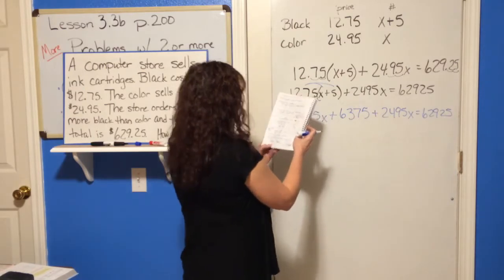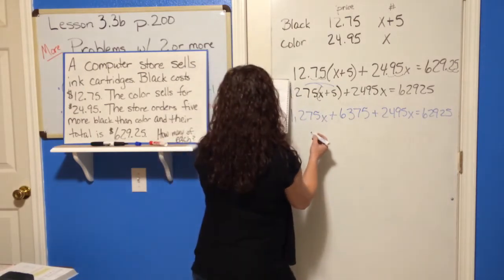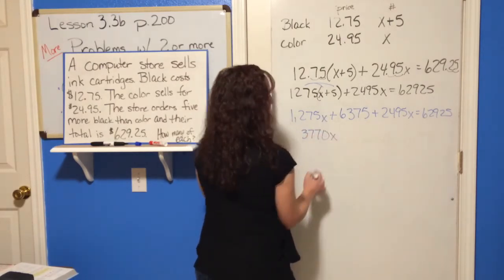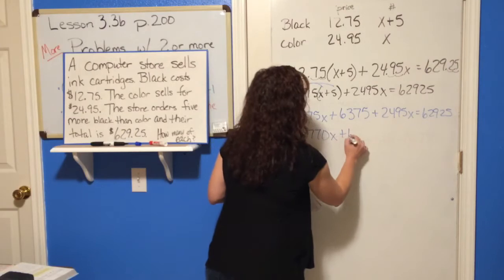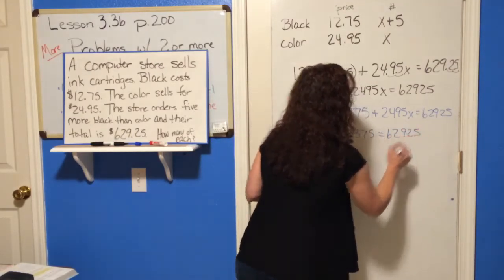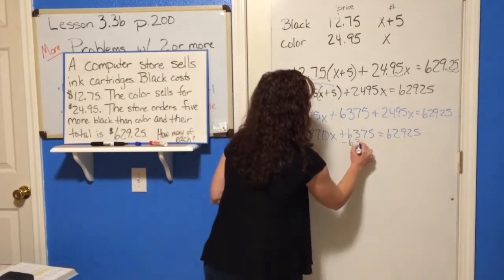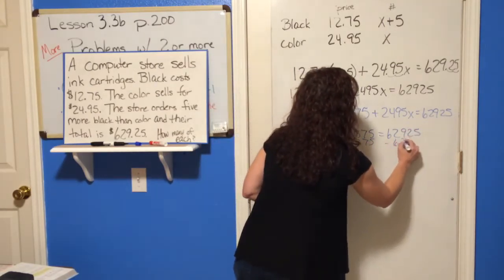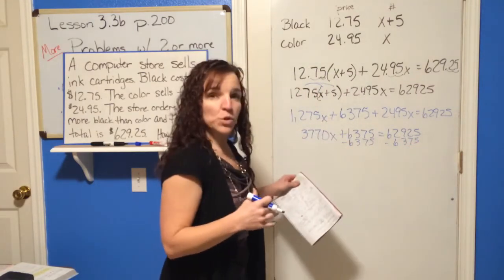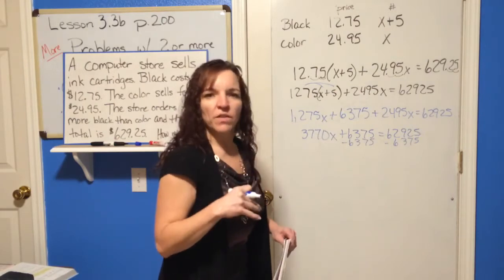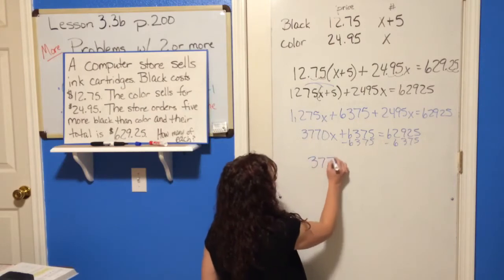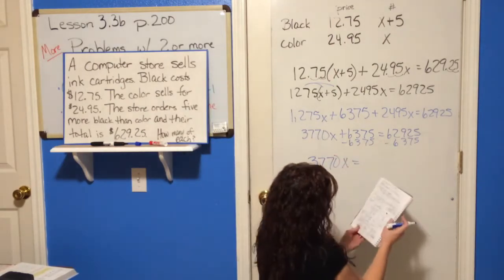And when we combine those, we get, oh my lands, some crazy big number, 3,770x plus 6,375 equals 62,925. Let's make that a little bit smaller by subtracting this from both sides. I'm going quick because this is just simple. Although the numbers are big, this is simple solving that you should get by now. So we're going to have 3,770x equals, what do we have left on this side?